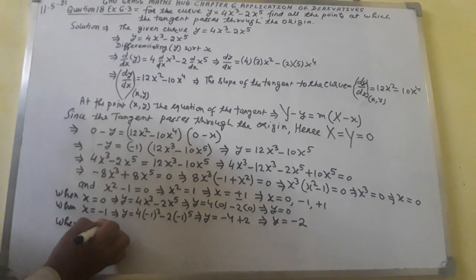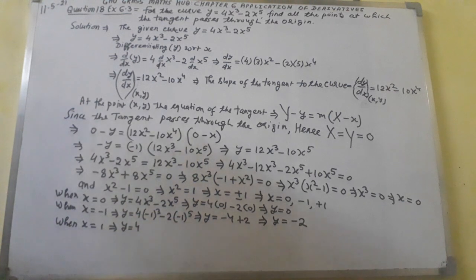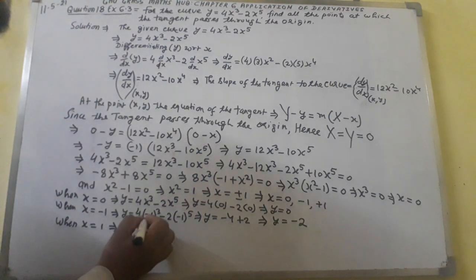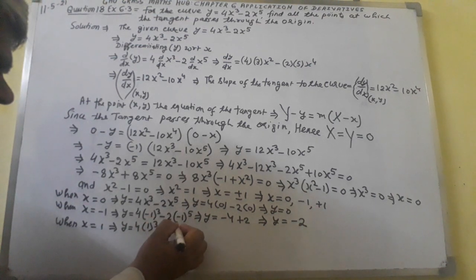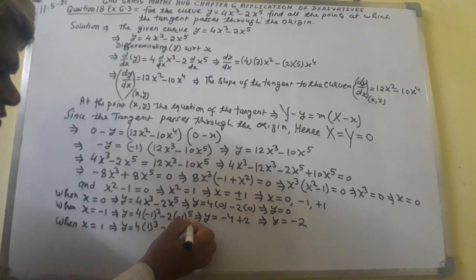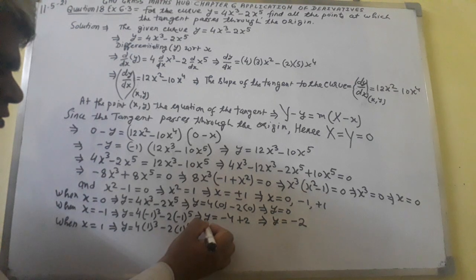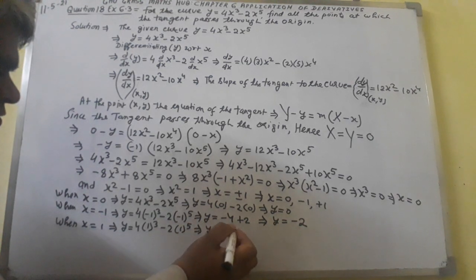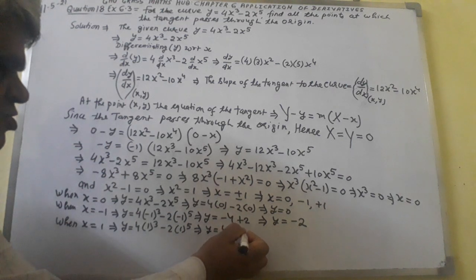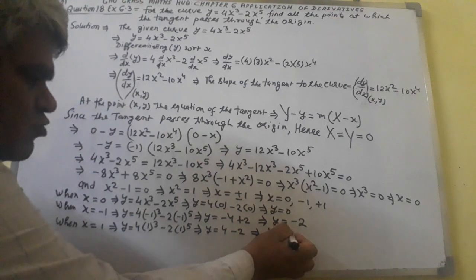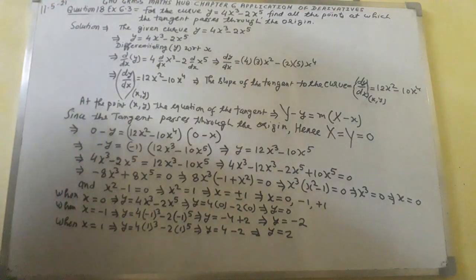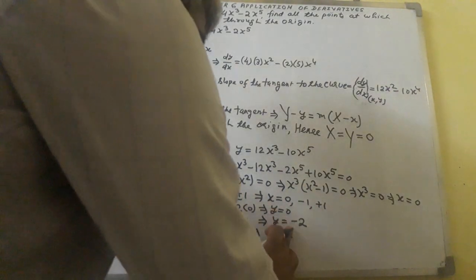When I shall write x equal to 1, so we shall get y equal to 4. In place of x I shall write 1 raised to power 3 minus 2 times 1 raised to power 5, implying that y equal to 4 minus 2 comes out to be y equal to 2. This thing I have got. This is 2.